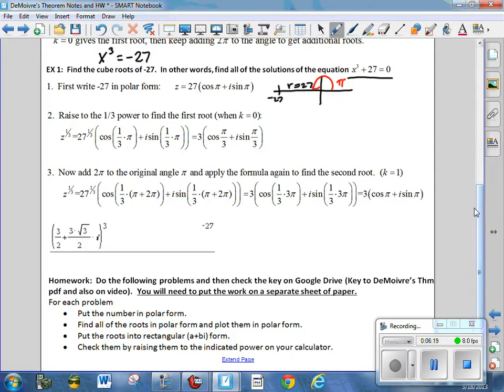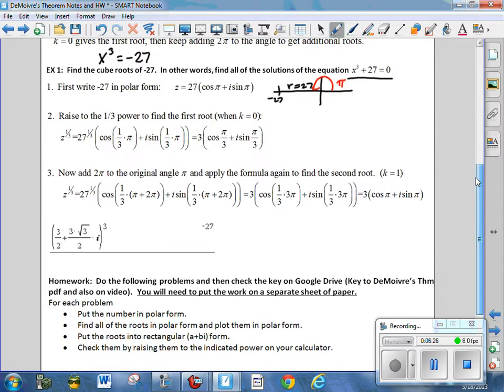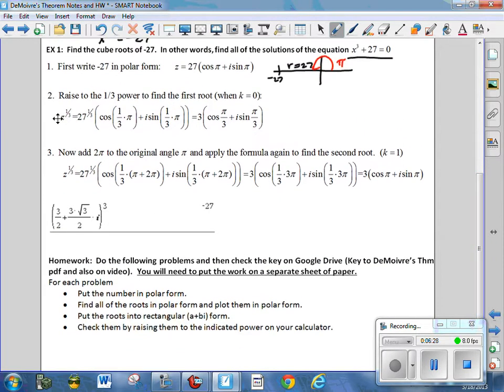Now I want to find the cube root, so I'm going to raise it to the 1/3 power. So let me move this up a little bit so I'm at the top here. So z to the 1/3 equals 27 to the 1/3, and then I multiply the angle by 1/3. So I end up with 3 cosine pi over 3 plus i sine pi over 3. Familiar looking complex number in polar form. That's just the first root. So I'm going to put a box around this and say that this is root number 1.